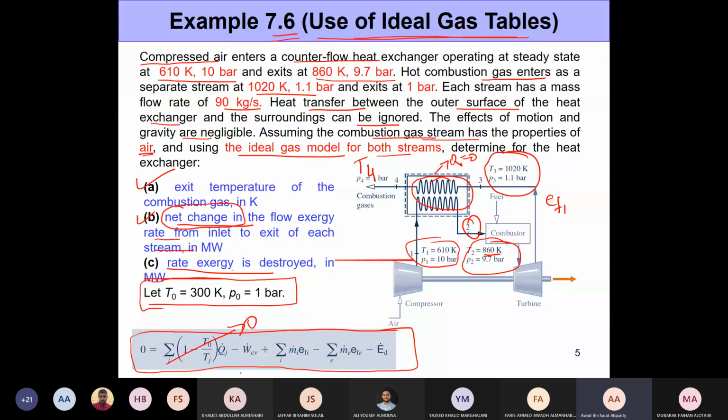What about work done in a heat exchanger? Yes, of course it's 0. So we are just dealing with the change in flow exergies and exergy destruction, which is what has been asked. So we had to calculate part A, part B, and then go ahead to part C. The reason we need to calculate part A before part B is that we don't have the state defined for the combustion gases. We don't know T4, so we need to first determine T4.